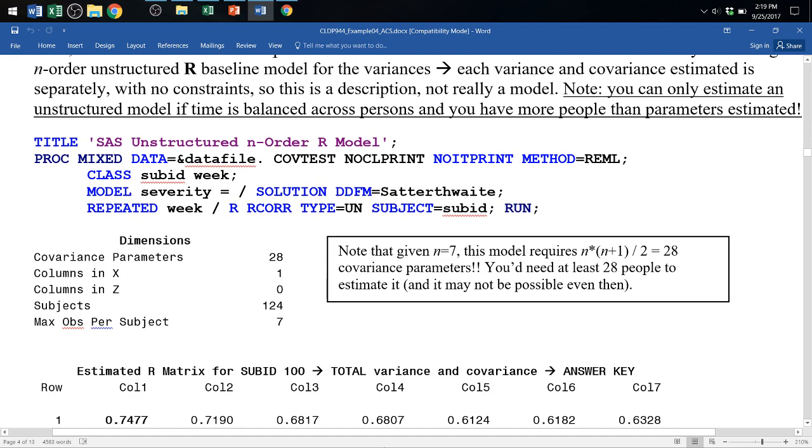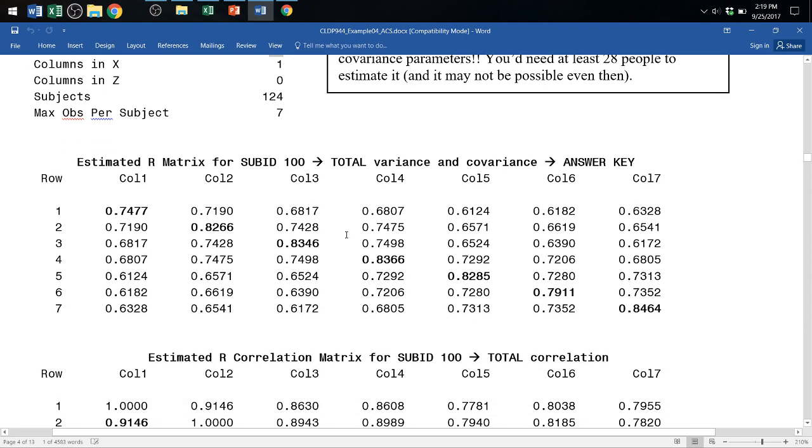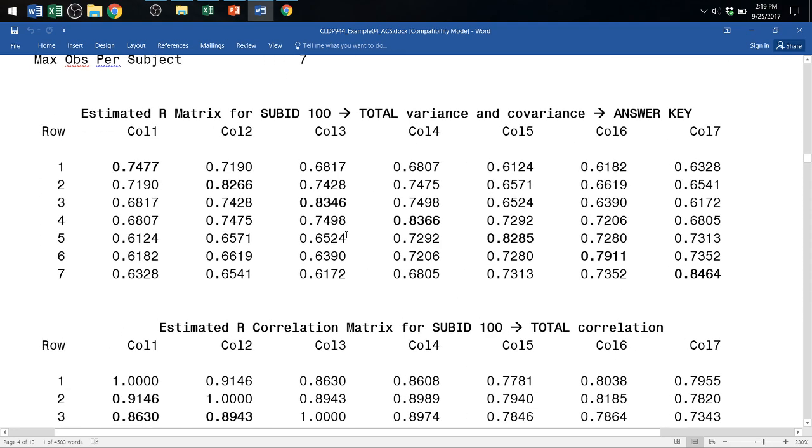So let's go with the unstructured one and see what it thinks the best possible model is going to look like. This is an instance in which observations were collected 1 week apart. Everybody got collected on the same schedule, so it's balanced, so I can do this. So here's our UN. For 7 occasions, that requires 28 parameters. And here it is.